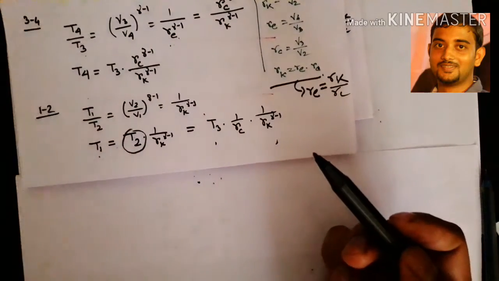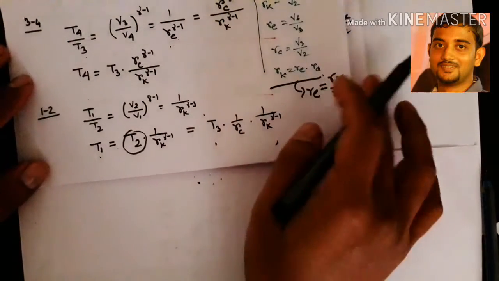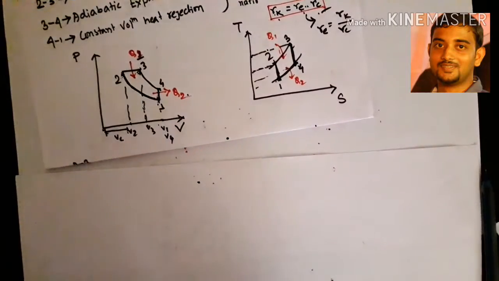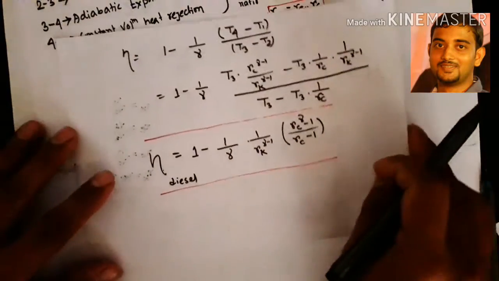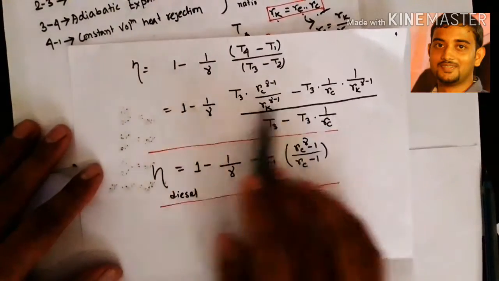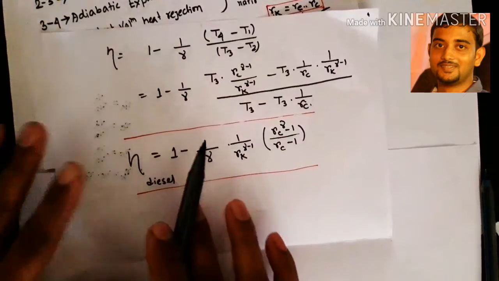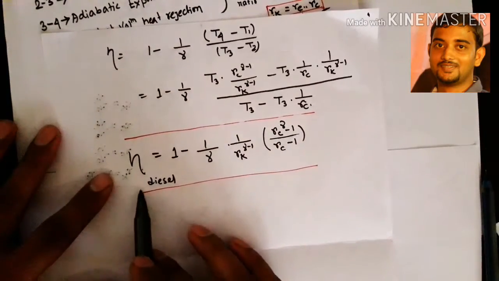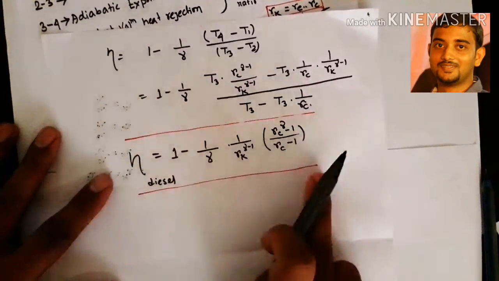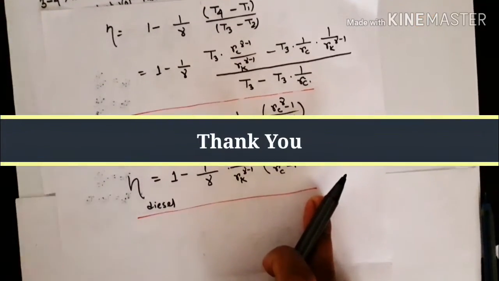So my dear friends, I have already expressed T4, T2 and T1 in terms of T3. Now after putting all the values in this equation, it is coming in that way, and after cancelling all the things, the final diesel efficiency is coming this one. Okay, so this is the expression of the diesel efficiency.